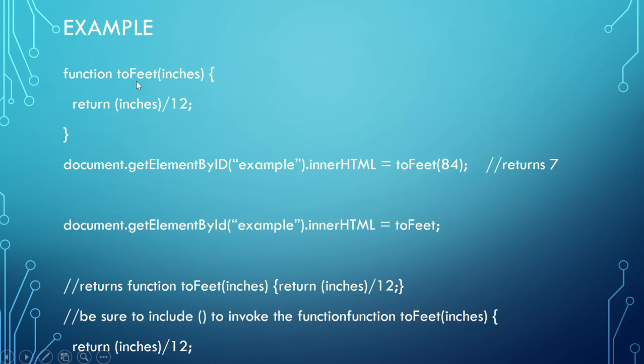There's another one, a function where we're going to go from feet to inches, so we're going to return whatever's in here, divided by 12. So if we change the ID of example to 2 feet and we put in 84 for inches, it's going to be 84 divided by 12, and we're going to get 7.